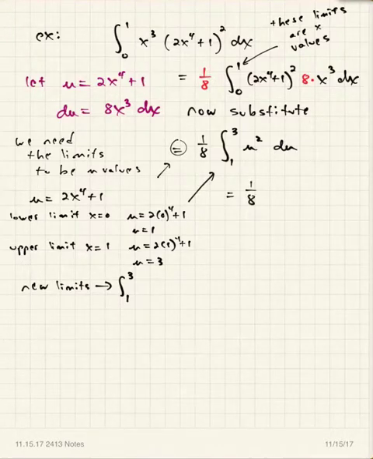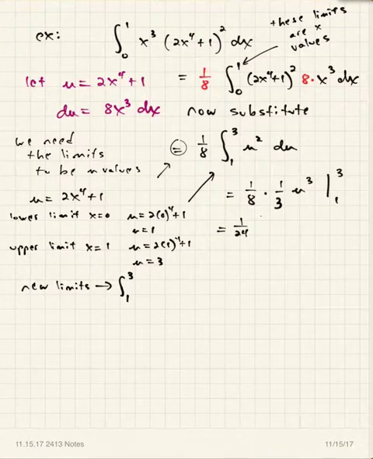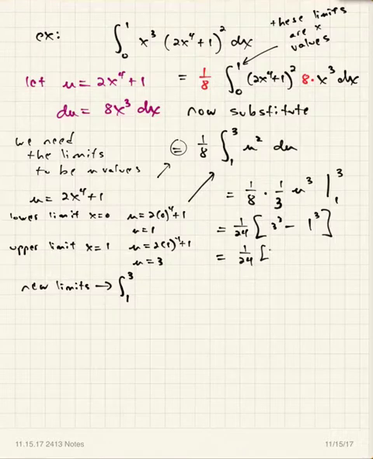So this is 1/8 times the antiderivative, which would be u cubed, and then put the reciprocal in front, which is 1 over 3. And then we evaluate this from 1 to 3. And notice we don't ever have to go back to x's on this problem. So you have 1 over 24 times u cubed, that'd be 3 cubed, minus 1 cubed. I just factored out the 1 over 24 there. So I get 27 minus 1, which is 26. This is 1 over 24 times 26, or 26 over 24, or 13/12.